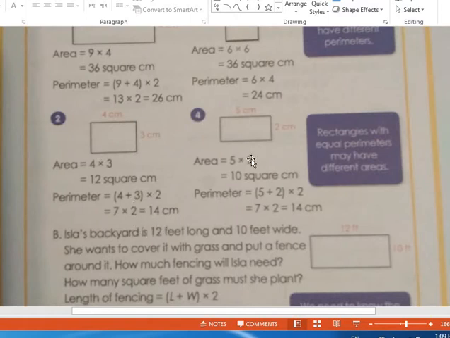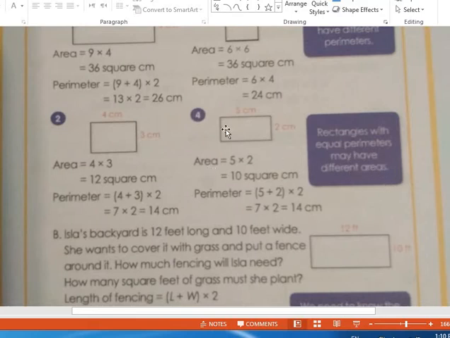Okay, here, Suka, what do you say here? Rectangles with equal perimeters may have different areas. Note well that rectangles with equal perimeters may have different areas.